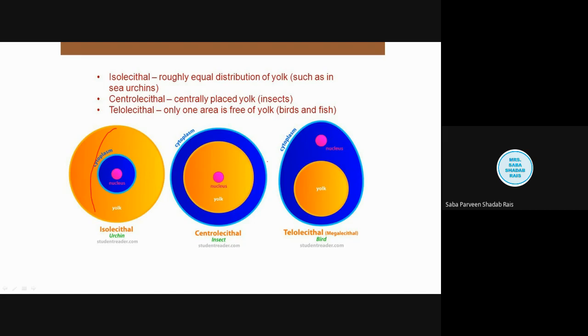So see, again we can classify this telolecithal egg into the three categories. Slightly telolecithal, so it will have the small quantity of the yolk which is distributed unevenly. Vegetal hemisphere will have highest concentration and animal hemisphere will have the lowest concentration. Slightly telolecithal egg is the example of the fish. In this case, nucleus will be placed into the center. I will just draw here the slightly telolecithal.